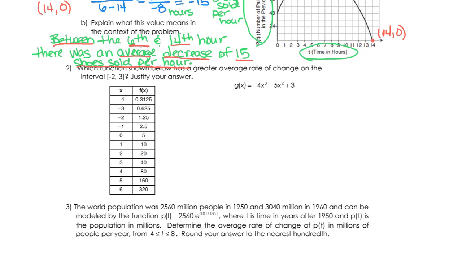Okay, in number 2, it says which function shown below has a greater average rate of change. So there's your average rate of change. Oops, I wanted to make sure I highlighted that, not wrote over it. All right, so average rate of change on the interval from -2 to 3.